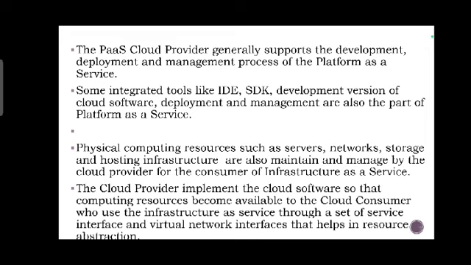The platform as a service cloud provider generally supports development. Some integrated tools like IDE, SDK, development version of the computing cloud, software deployment and management are also part of platform as a service. The cloud provider implements the cloud software so that computing resources become available to the cloud consumer who uses the infrastructure as a service through a set of service interfaces and virtual network interfaces that help in resource abstraction.